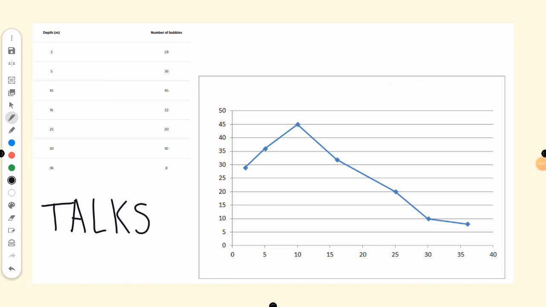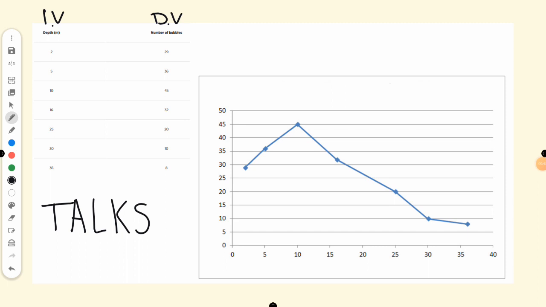On the side of the screen, we have a data table that is discussing the depth in meters versus the number of bubbles. In case you are wondering, the depth is going to be our independent variable. Our number of bubbles is responding to that, so that is our dependent variable.